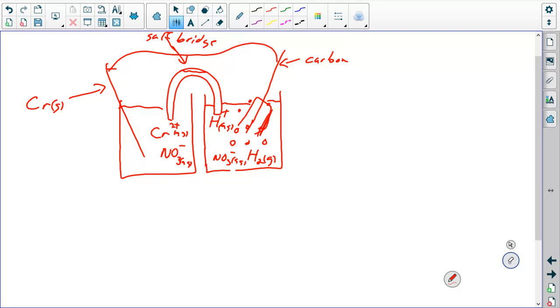So that cell location corresponds to negative. This is a spectator. This guy isn't always.